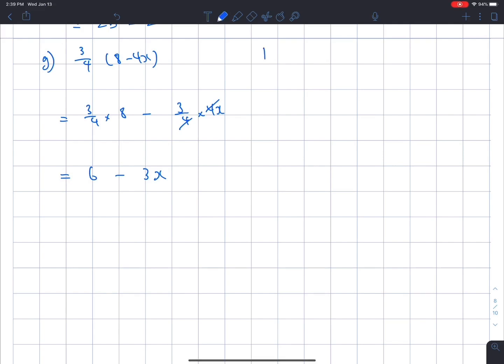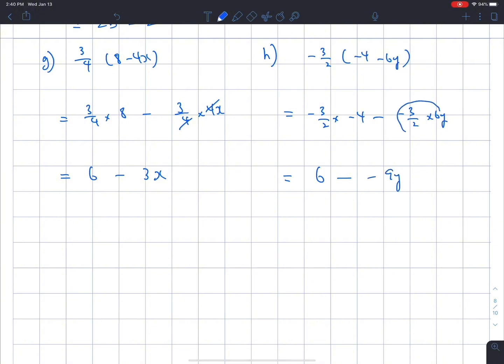And h, negative 3 over 2 times negative 4 minus 6y. I multiply in negative 3 over 2 times negative 4 minus negative 3 over 2 times 6y. So negative 3 over 2 times negative 4, negative times negative is positive. I'm going to get positive 6. Minus 3 over 2 times 6 is 9. So it will just give me negative 9y.